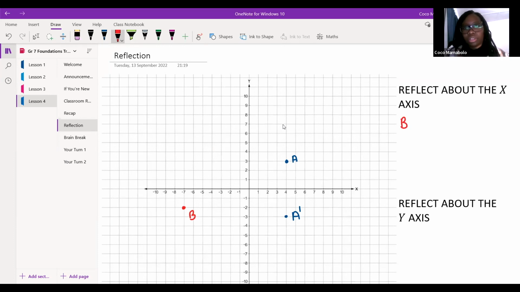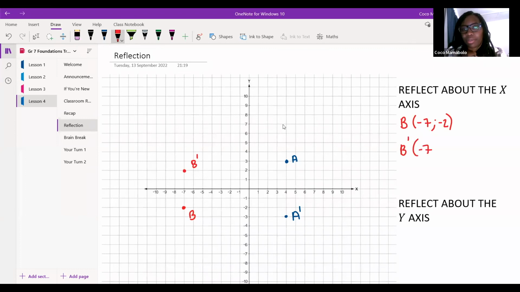Excellent, Roland. Okay, Diso, don't forget your negatives. -7 and -2. Good, right. And my B prime, I'm going to put over here. Give me my values for B prime, guys. That's okay, Sam. Good.